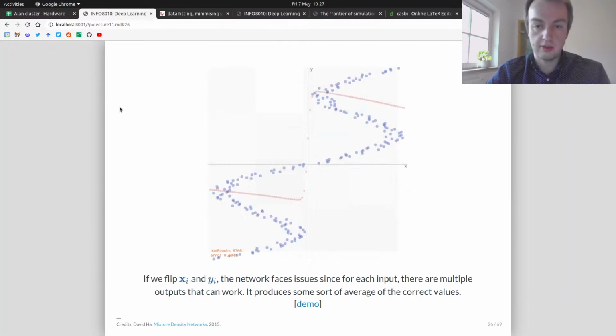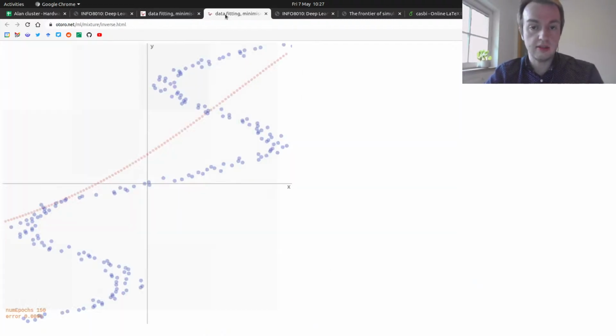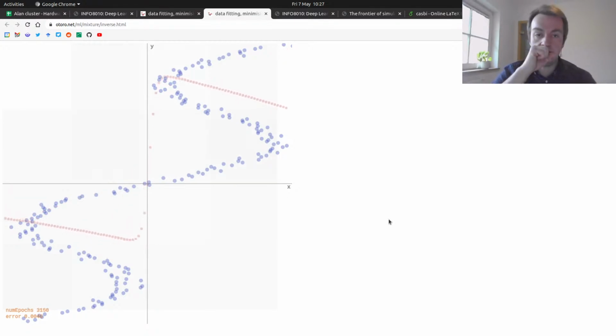All right. So now what happens is, what do you think? What is interesting to notice is if we flip the x and y values, right? So if we say that the x values become the y values and the y values become the x values, and try to just train the same network as before, then this is what we would obtain.